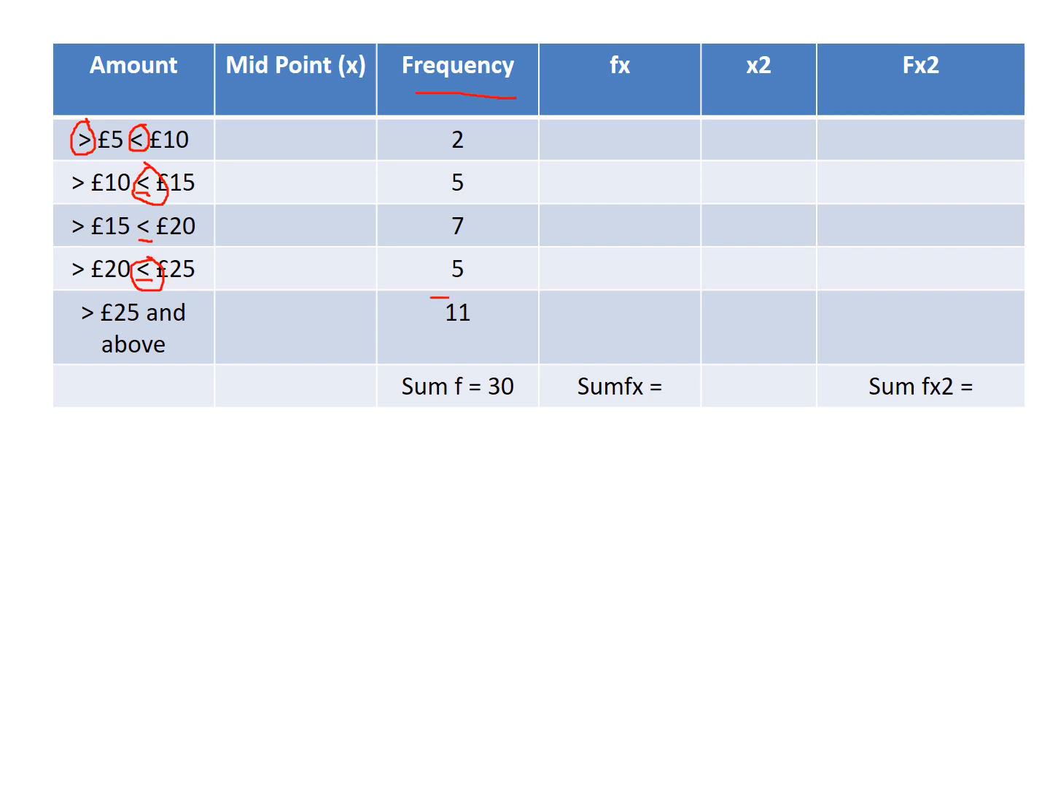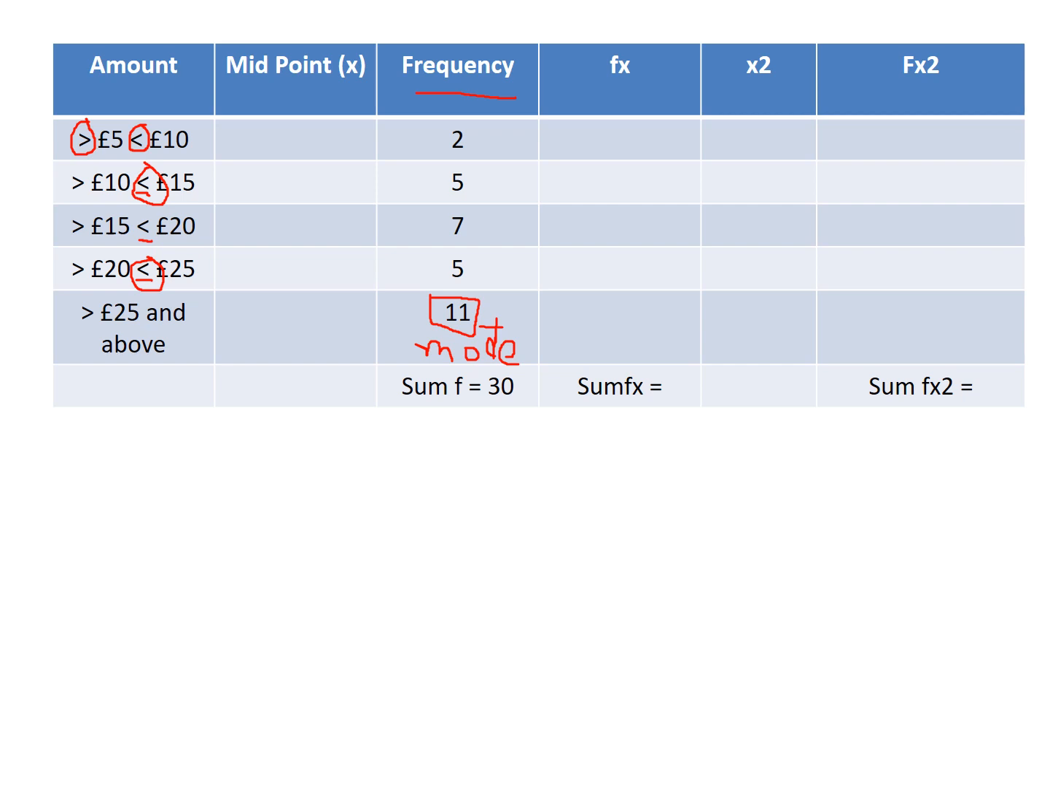So we know automatically that this 11 is the most frequently occurring, and this is called the mode. Again, we're going to go into what the mode is later on. So the mode is the most frequently occurring, and in terms of this table, we can see that the mode is £25 and above.